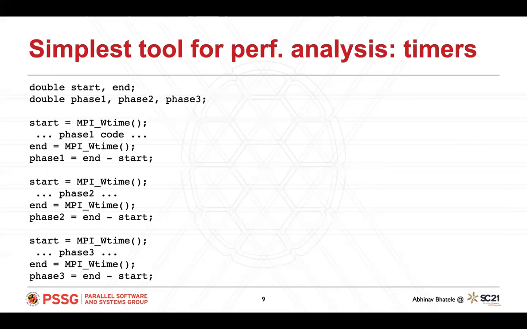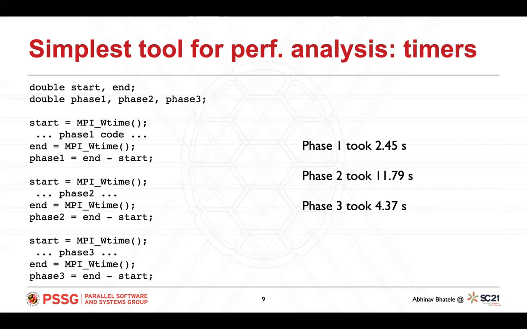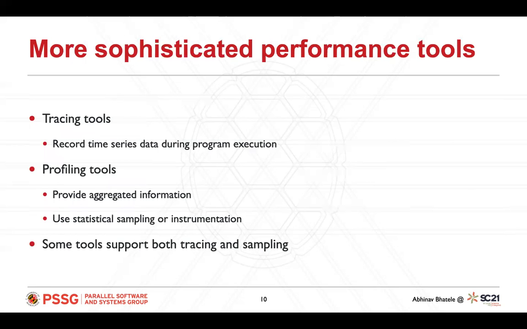So the simplest tool that people have used for performance analysis for the longest time is putting timers in your code. So let's say you have 3 phases in your program, phase 1, phase 2, and phase 3. You can put timers around them and print out the time spent in different portions of the program. This can help users identify what code regions or phases in my program I spend most of my time in, and then focus their efforts on those. However, this only tells us that specific regions are slow. It does not tell us why those regions might be slow. This is where more sophisticated performance tools come in.